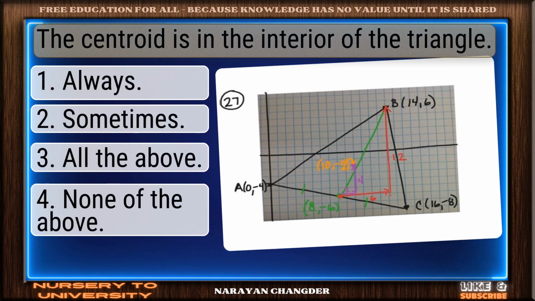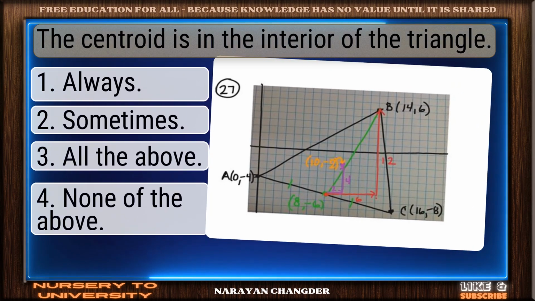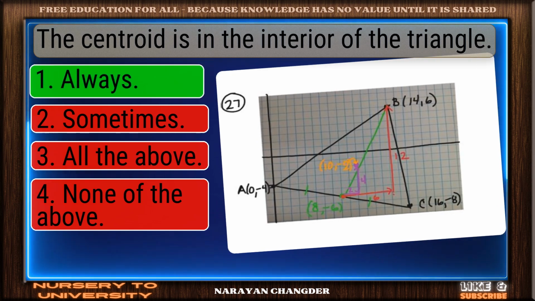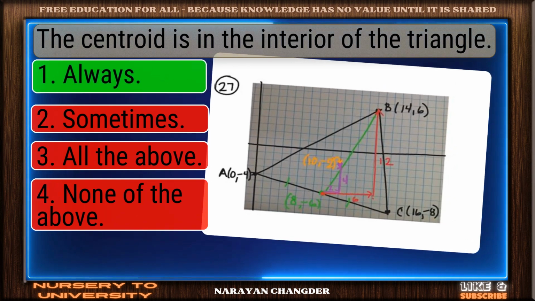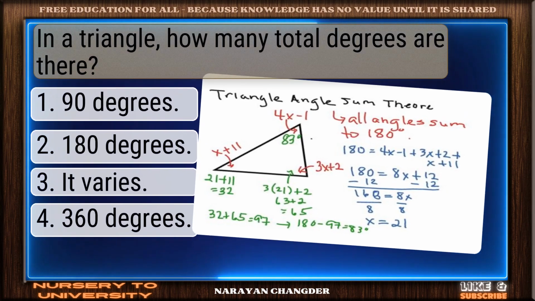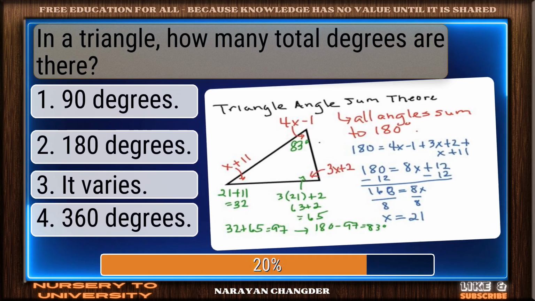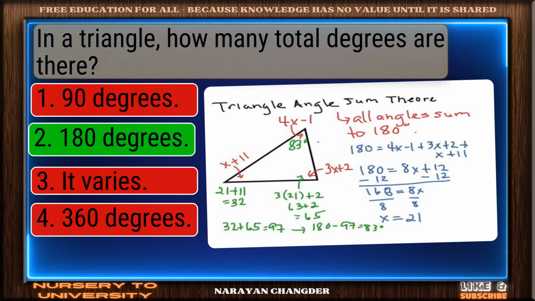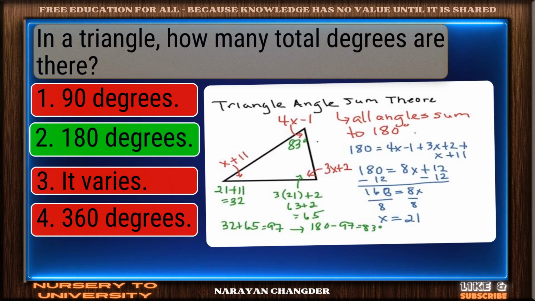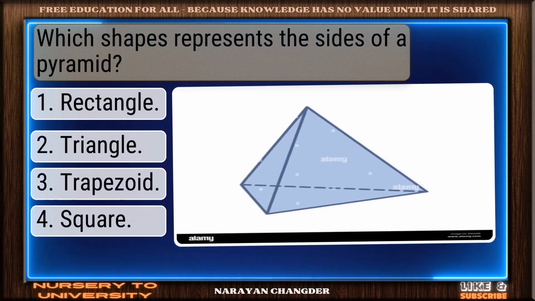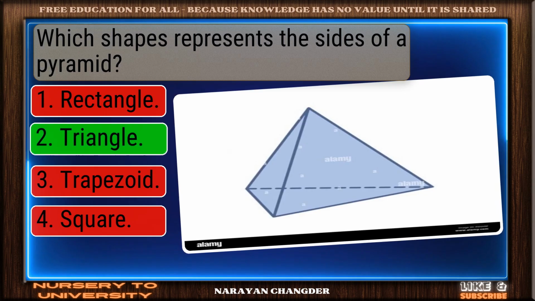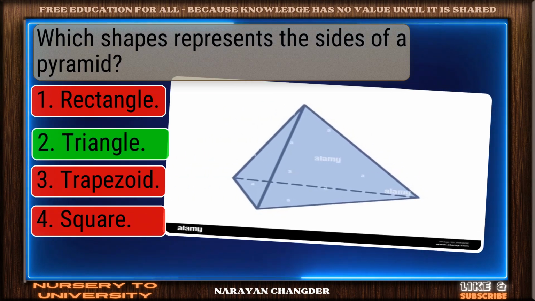Question number 138. The centroid is in the interior of the triangle. Exactly. Always makes sense and it is right choice. Question number 139. In a triangle, how many total degrees are there? Great thinking. 180 degrees is the right choice. Question number 140. Which shapes represents the sides of a pyramid? Sharp thinking. Triangle is the right choice.